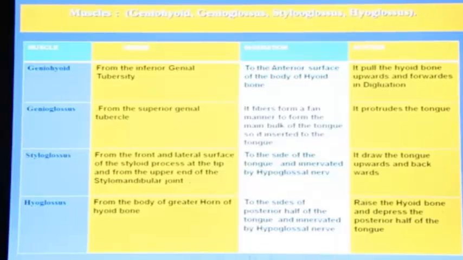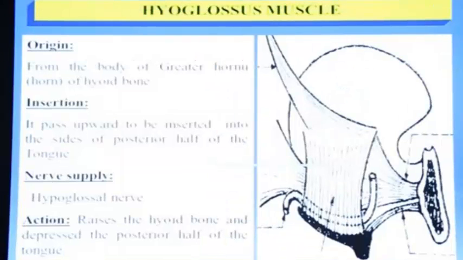Hyoglossus arises from the body and greater horn of the hyoid and is inserted to the side and posterior half of the tongue, innervated by the hypoglossal nerve. It draws the hyoid bone and depresses the posterior half of the tongue. This is the muscle of the genioglossus, geniohyoid, styloglossus, and hyoglossus.